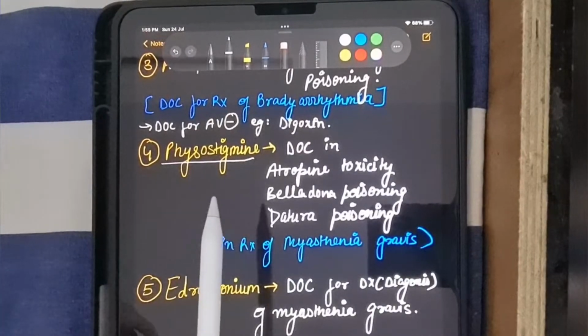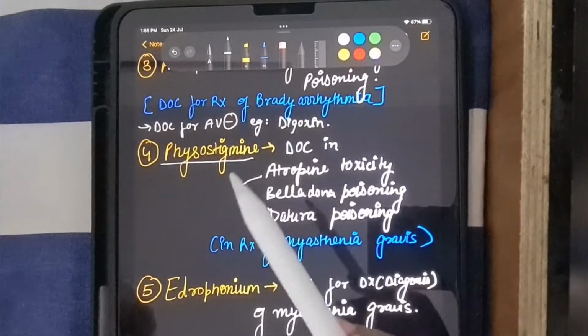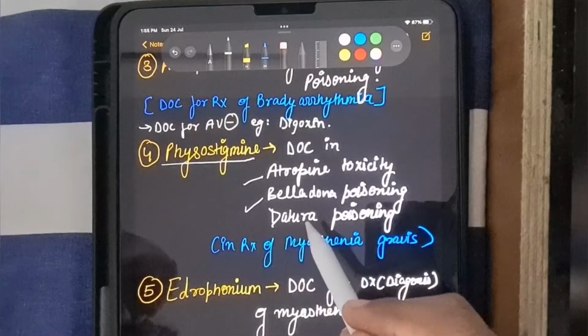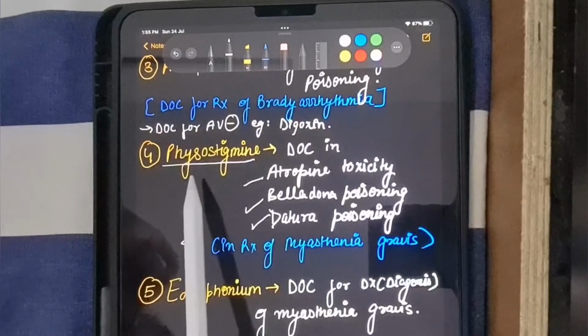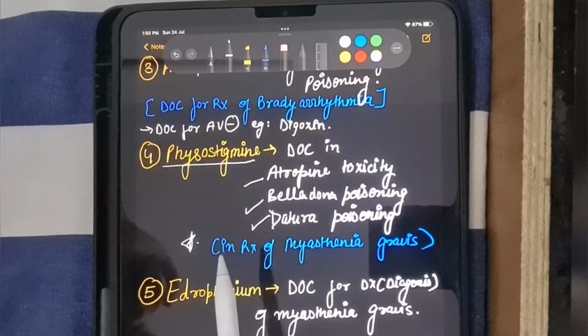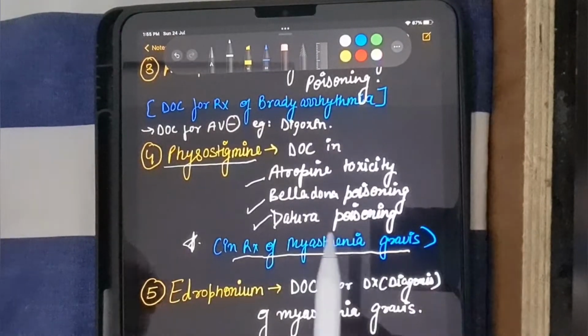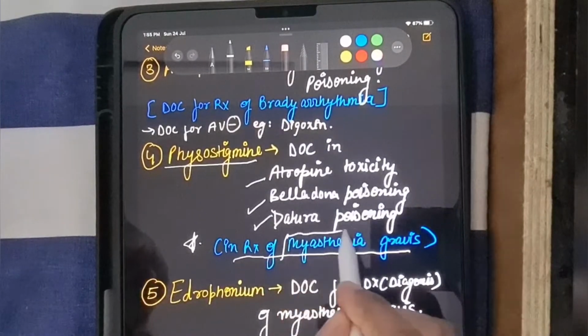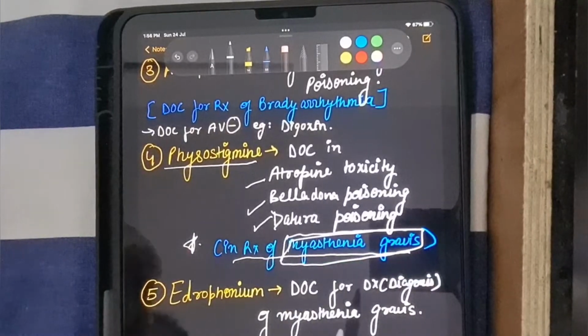Physostigmine is a drug of choice in atropine toxicity, belladonna poisoning, datura poisoning, and the most important, physostigmine is a drug of choice in the treatment of myasthenia gravis. So this is very important, that this is a treatment. This is a drug of choice of treatment of myasthenia gravis.